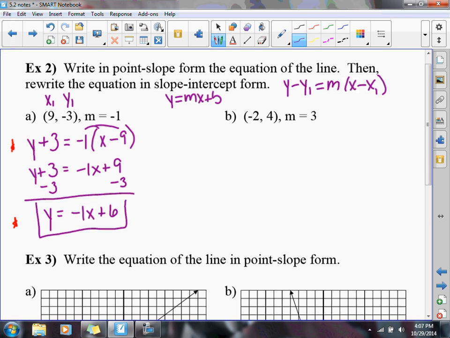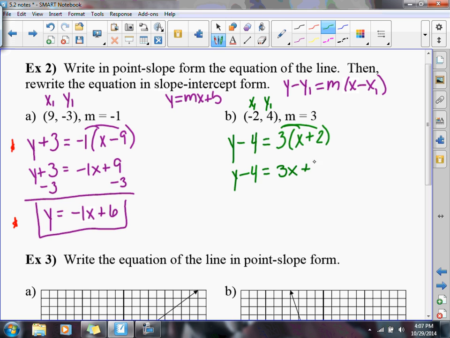Okay, so let's try that again for part B. So I have x1 and y1, and then there's my slope, which is 3. So I'll have y minus 4 equals 3 times x minus a negative 2, which is going to be plus 2. And then I'm going to distribute. So y minus 4 equals 3x plus 6. And then to finish solving for y, I'm going to add the 4 over.